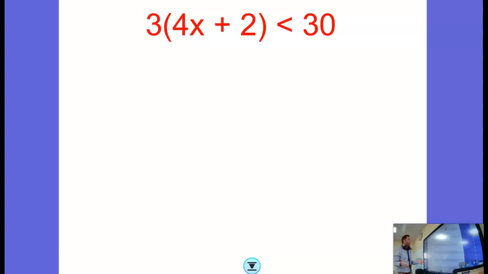Each of these I'm going to show you a couple of different ways. You choose the method that you prefer. So I'm going to bring brackets straight in. Hopefully you're comfortable with them. Remember how to do it.